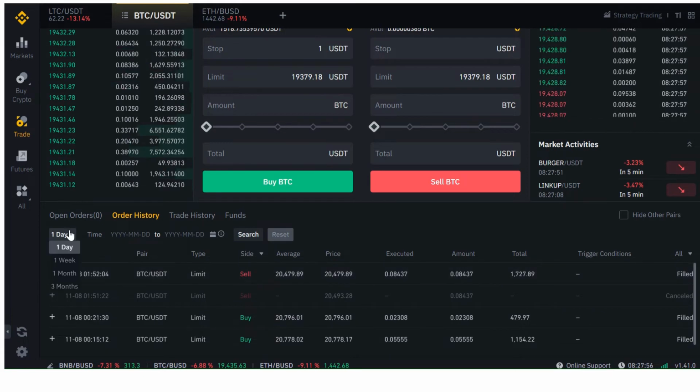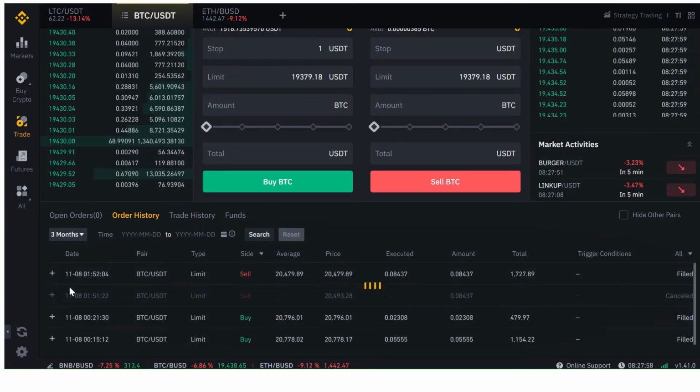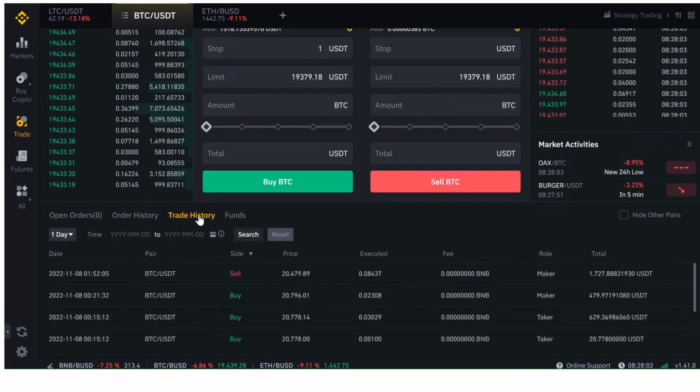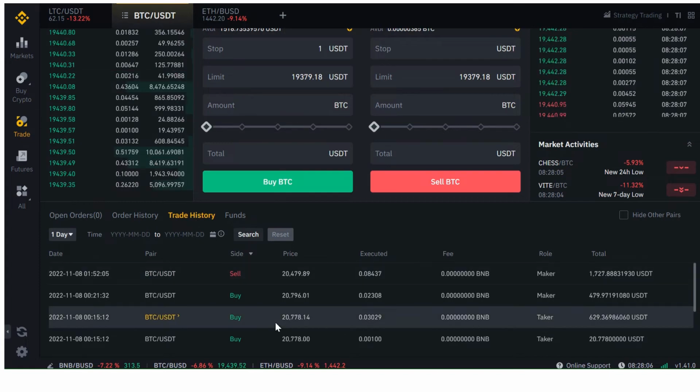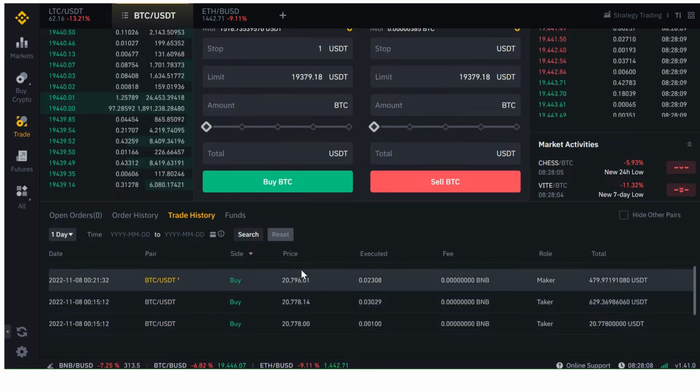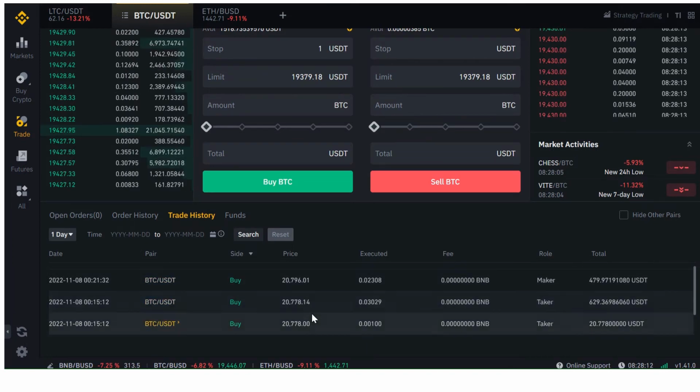You can even change the months and the dates like that. And then the trade history shows the specific prices the coins were filled at. Let's say for example, for this order, you can see it was divided into 3 parts with 3 different prices.